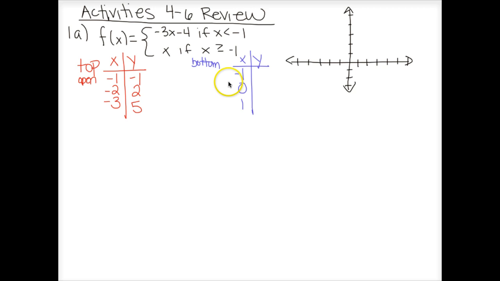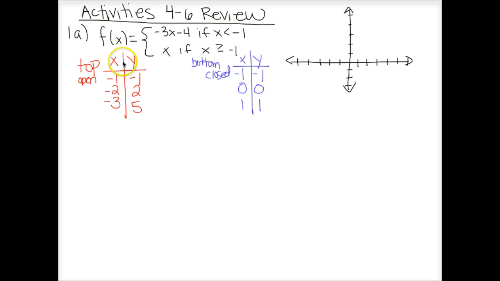And then I'm going to plug those in. If x is -1, oh, this is just x, so that's -1. When x is 0, f of x is 0, because f of x equals x. This one is 1. I look and I see that this one should have closed. So now I'm going to go plot my points.